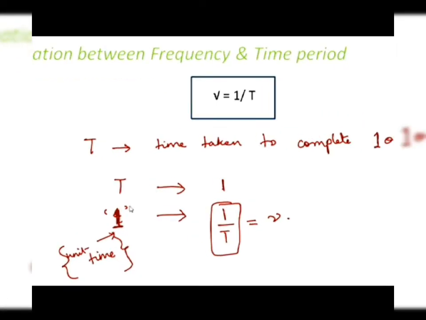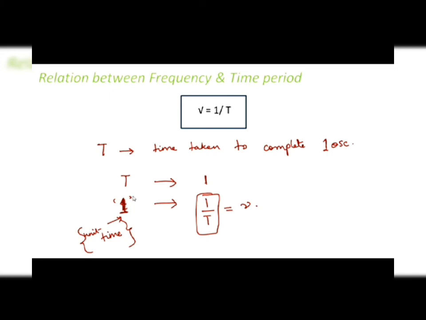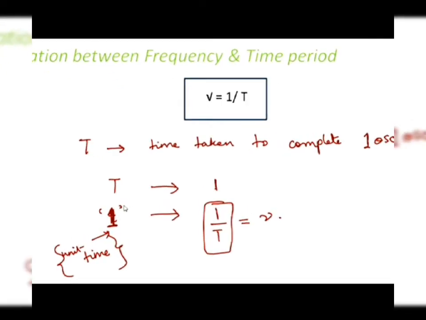What is T? T is the time taken to complete one oscillation. Now, how many oscillations are done in T time? One oscillation. Now, how many oscillations are done in 1 second? That is 1 by T oscillations. So 1 is unit time, and number of oscillations in unit time is 1 by T. This is nothing but frequency, because number of oscillations in unit time is frequency. So 1 by T is equal to frequency. Frequency is nothing but the reciprocal of time period.